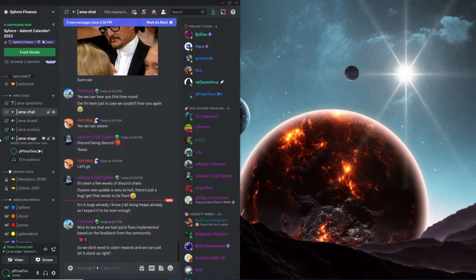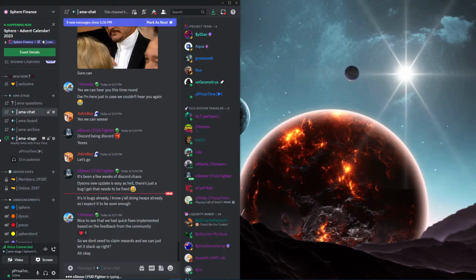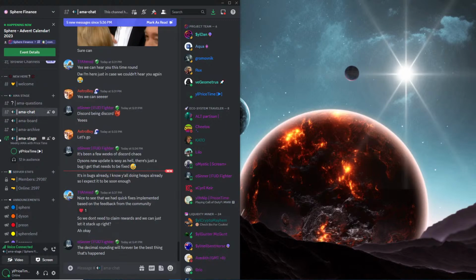So we don't need to claim rewards, we can just let it stack up? Well, you can always claim rewards, but... Oh, no. So what's different is that there is now an information box that tells you in order to withdraw or relock, you need to claim first, whereas before, it didn't tell you. Yeah, the decimal rounding will forever be the best thing that's happened.